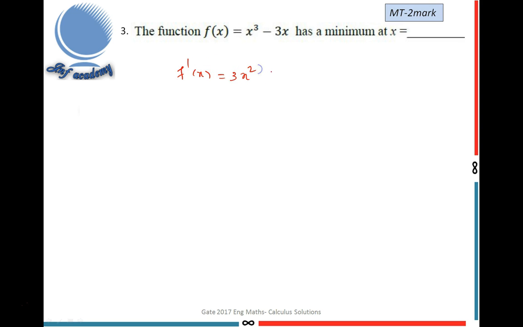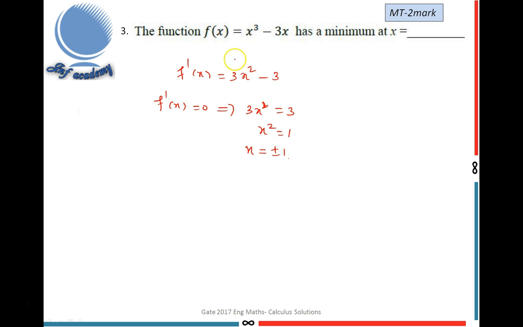F dash of x equal to 3x square minus 3. Next, f dash of x equal to 0 gives 3x square minus 3 equal to 0, that is 3x square equal to 3, x square equal to 1, x equal to plus or minus 1. These two points are critical points.